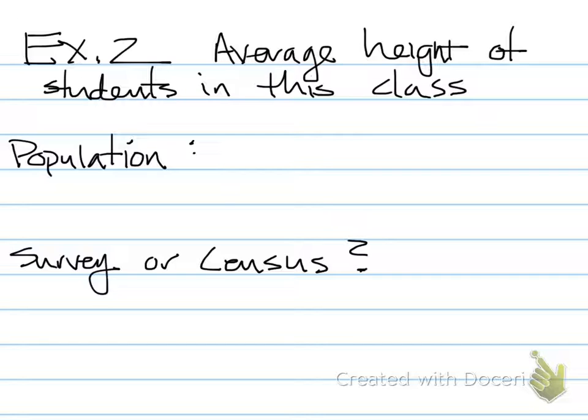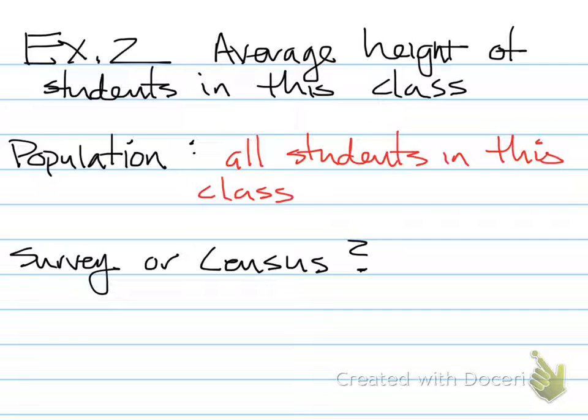We're looking at the average height of students in this class. Then the population would be all the students in the class. Since it is very manageable to get the height of every student in the class, there's only 30 plus students, this would be a census. That would be the entire population of individuals.